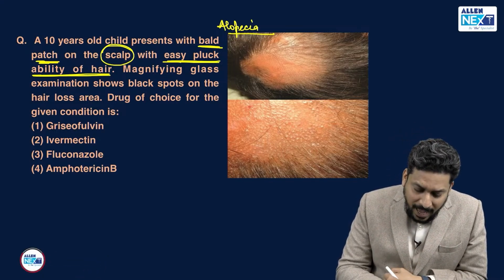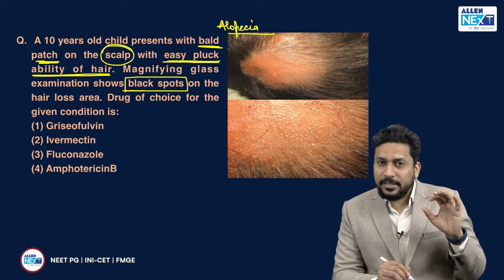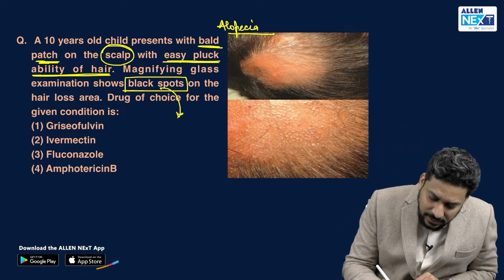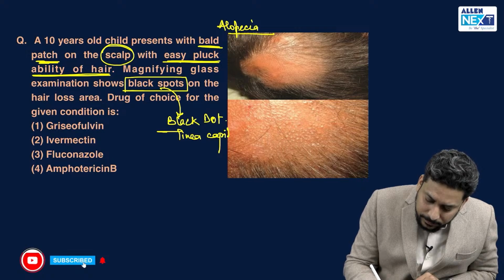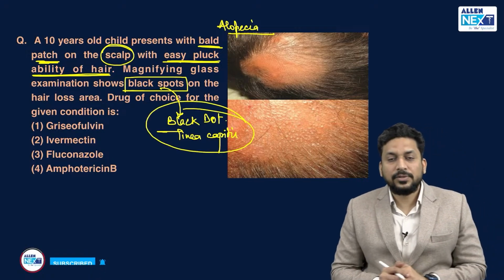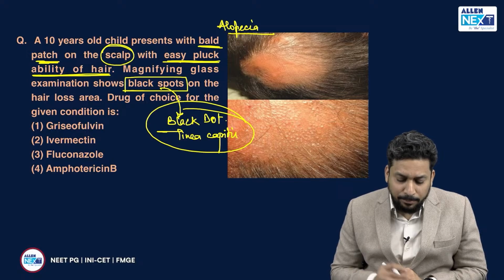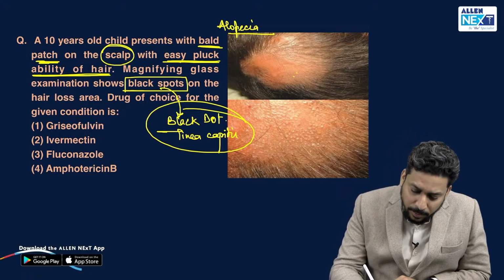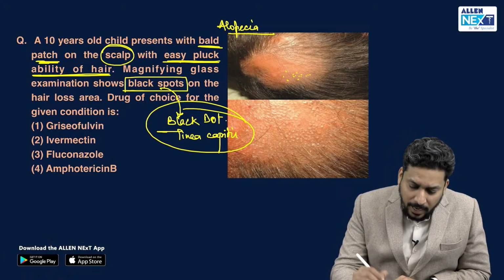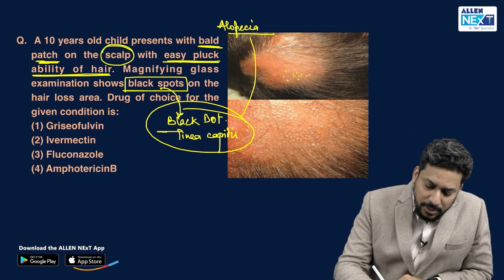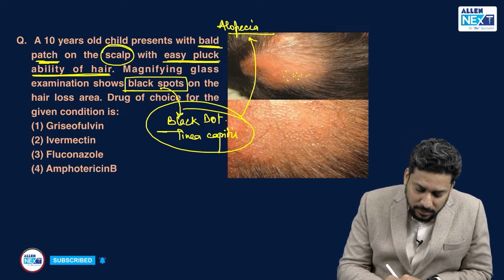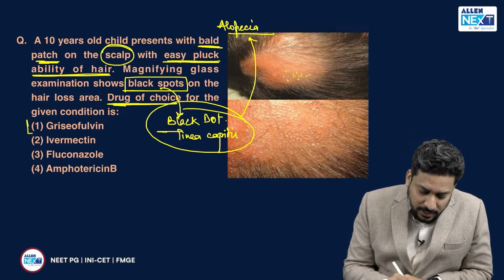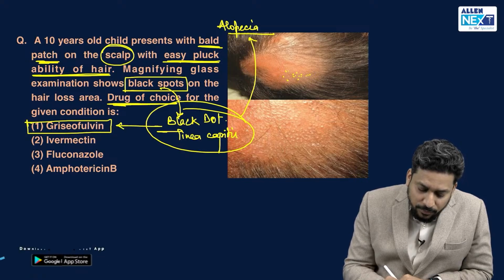Magnifying glass shows black spots. So do you know any tinea capitis where black spots are seen? Yes, that is black dot type of tinea capitis. So there is a type of tinea capitis which is black dot type, and here black spots are seen. These black spots are seen, and patient can also have alopecia. So all these are pointing towards tinea capitis. What is the drug of choice? The drug of choice for tinea capitis is griseofulvin.